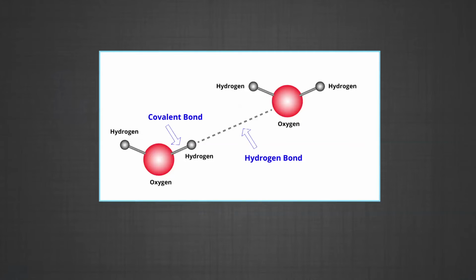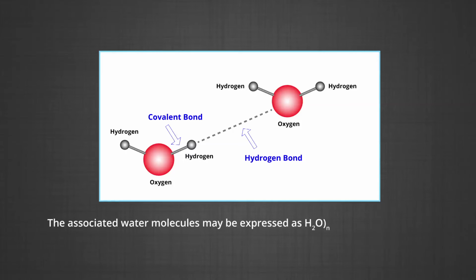Water. Hydrogen bonding exists in water molecules also. In addition to the two covalent O-H bonds in water, the oxygen atom forms two hydrogen bonds. As a result of the hydrogen bonds, each oxygen is tetrahedrally surrounded by 4 hydrogen atoms, 2 by the covalent bonds and 2 by the hydrogen bonds. In the figure, you can very clearly see the covalent bonds and the hydrogen bonds. The associated water molecules may be expressed as (H2O)n.